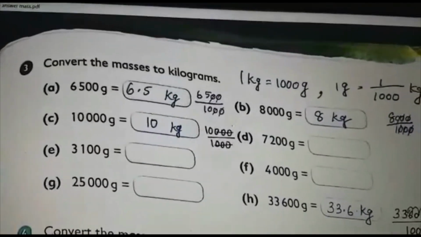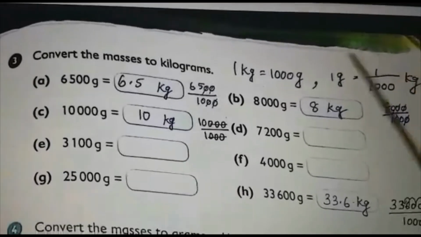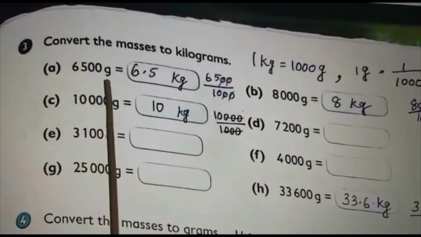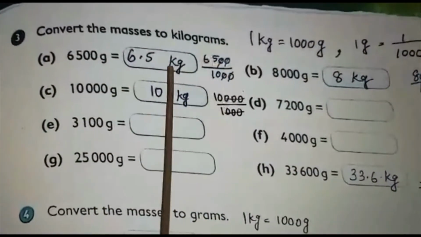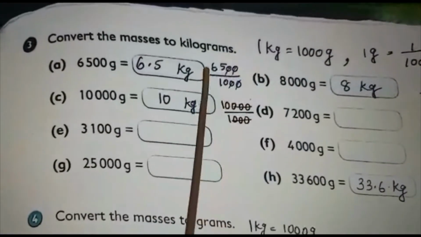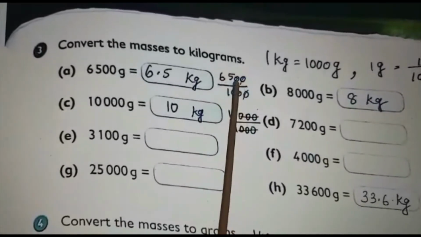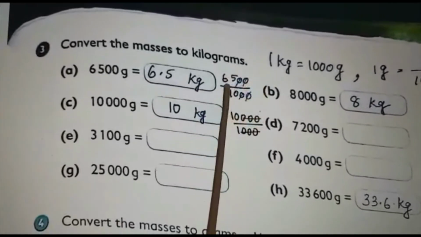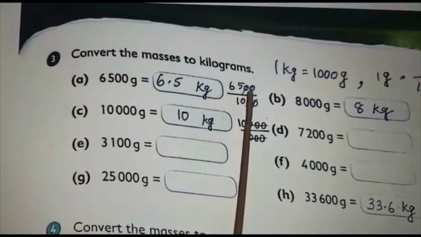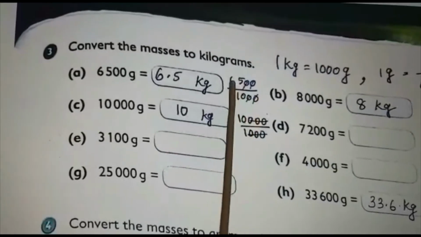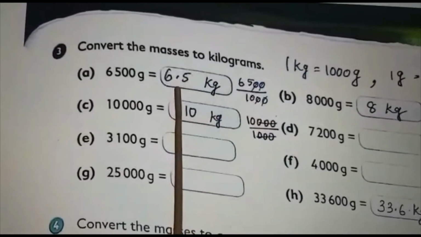So the explanation for the answers in page 237. We already discussed the same thing. Look, 6500 gram. So what we will do, gram to kilogram, divide by 1000. So 6500 divided by 1000. When zeros come in the last places, we can cancel them. So 2 zeros in the numerator, and the denominator also 2 zeros, I can cancel. So 65 by 10 is 6.5 kg.